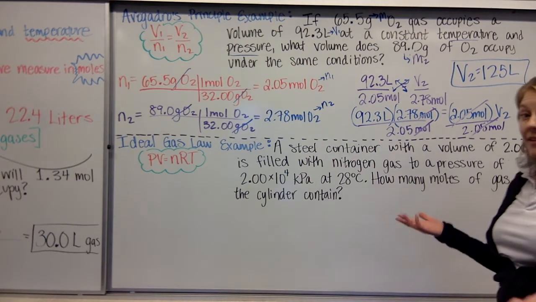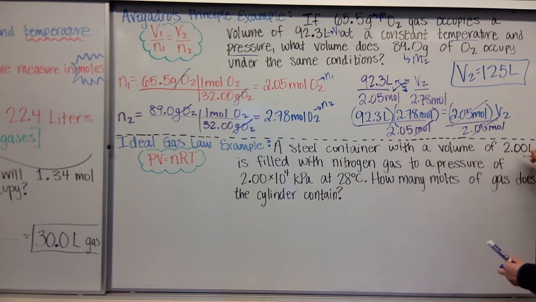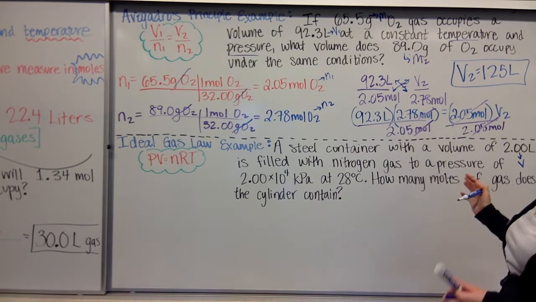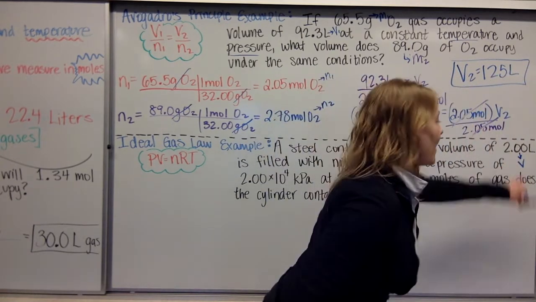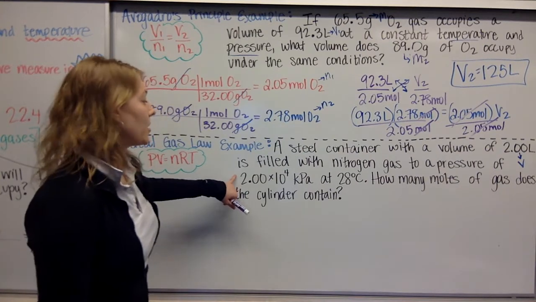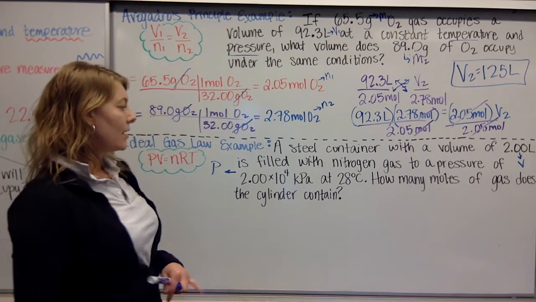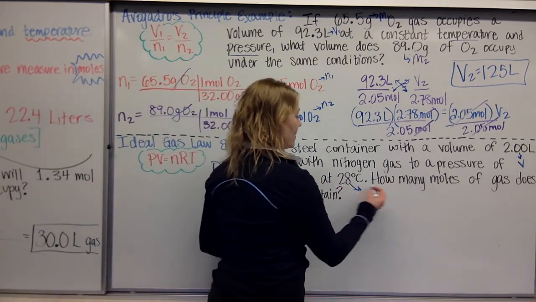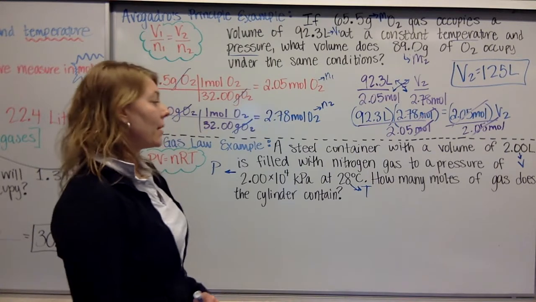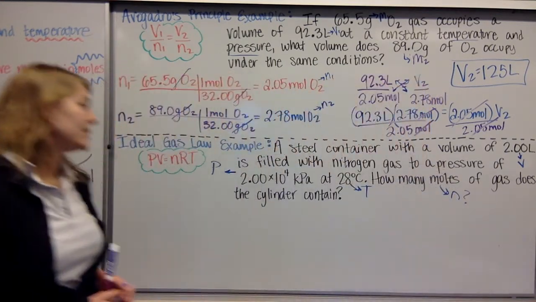Okay, let's do a little bit of labeling here. I have a volume of 2 liters, okay? It doesn't say that any of my values are changing, so I'm not going to label these as 1 or 2. This is my volume, 2.0 liters. It's filled to a pressure of 2 times 10 to the 4th kPa, so I have pressure. At 28 degrees C, I have temperature. How many moles, this is what we're looking for, N, does the cylinder contain?